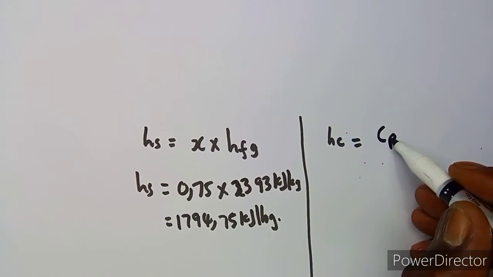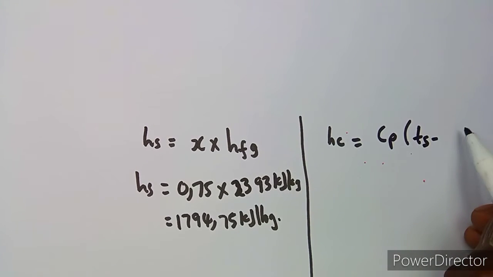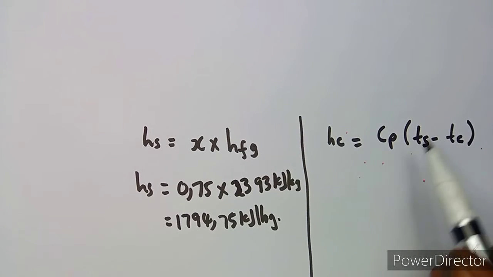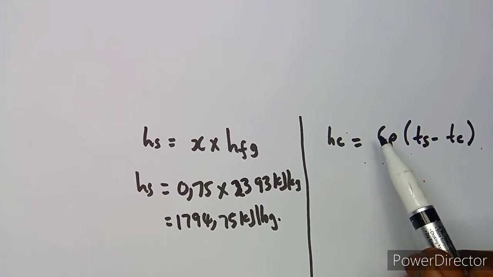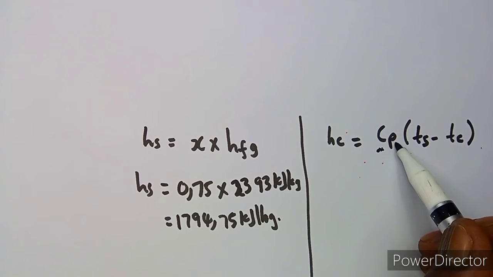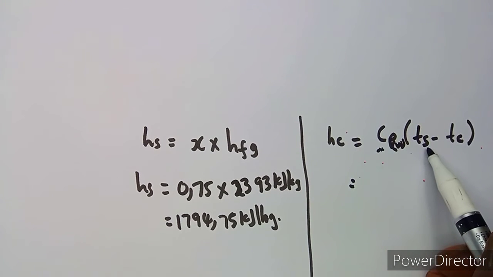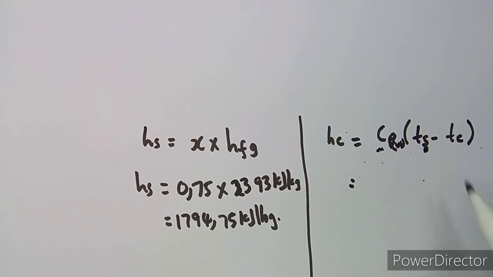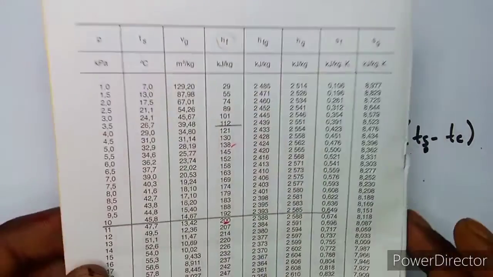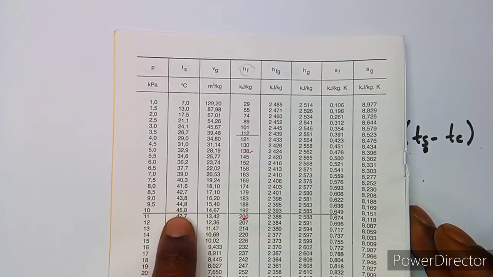Let me just write it down: Cp into Ts minus Tc. This is the formula you are going to take for the condensate, where Cp is the specific heat capacity for the water, guys, remember. Let's put W for the water here. The Ts we do not have. This is the steam temperature, because they are at the same part. At 10 kilopascal, this was your temperature, your Ts, 45.8.